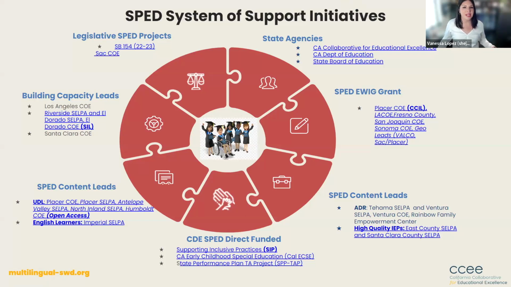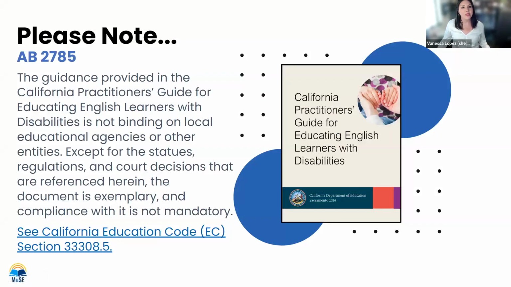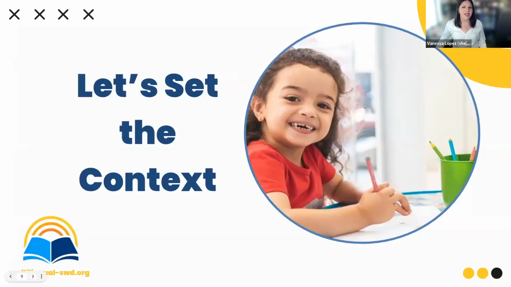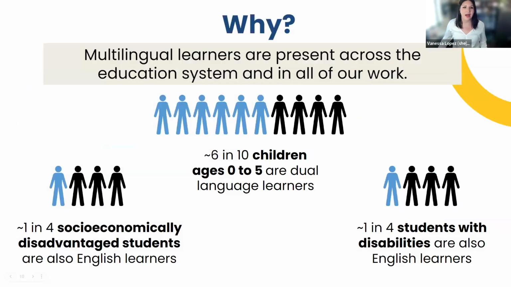You see here that there are additional agencies, EWIG grantees, capacity building leads that are also available with resources and times to connect statewide. Note that a lot of the resources and the references that we make today are from our flagship resource, the California Practitioner's Guide for Educating English Learners with Disabilities. And unless otherwise stated, none of these best practices are binding, except of course for statutes, regulations, and court decisions referenced within the document. That being said, let's quickly jump in to set the context.